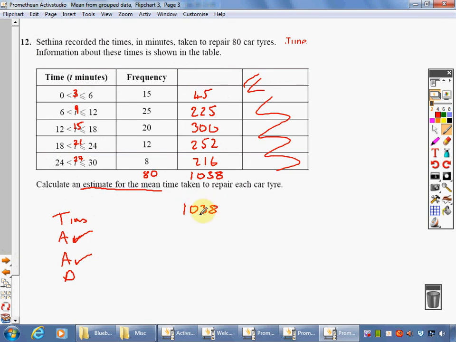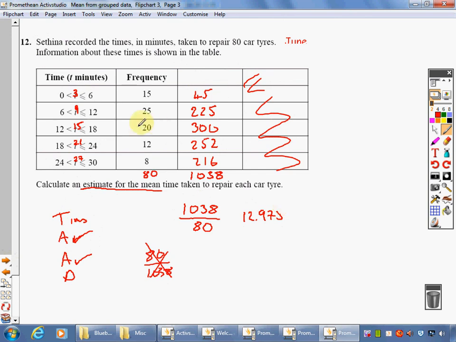1038. Now, is that divided by 80 or is it the other way around? If I was to do 80 divided by 1038, I'm doing it on my calculator now, I get 0.007. Well, there's no way the average time is 0.007, because the middle of the table is round about here somewhere. So let's go back and try 1038 divided by my 80. And that comes out to be 12.975.